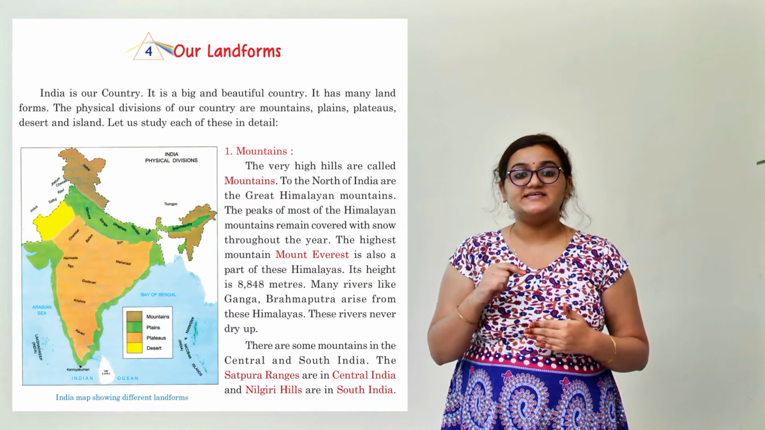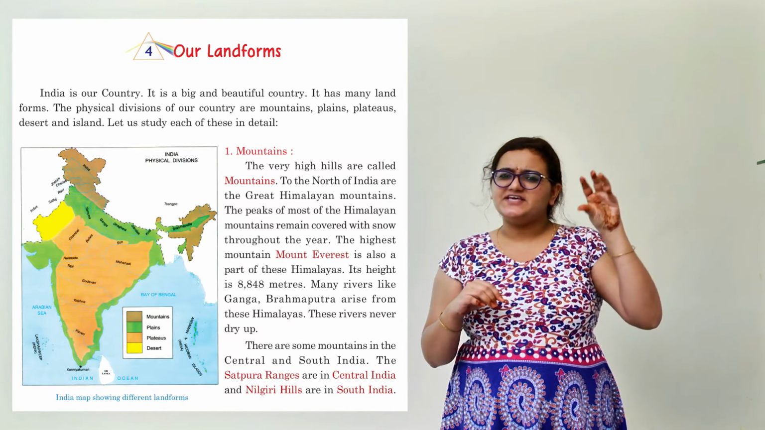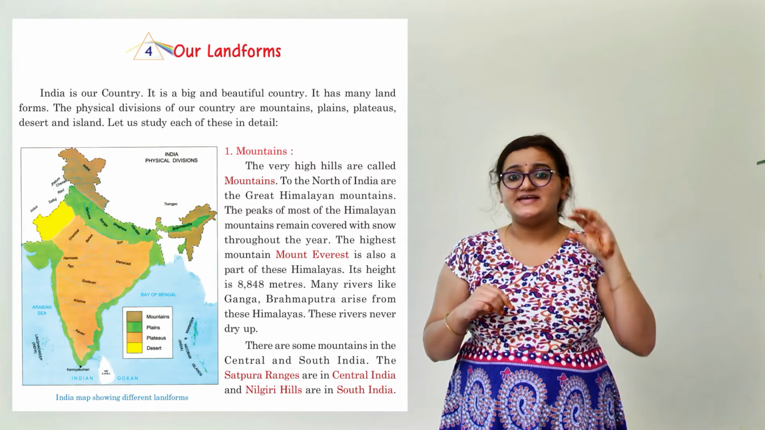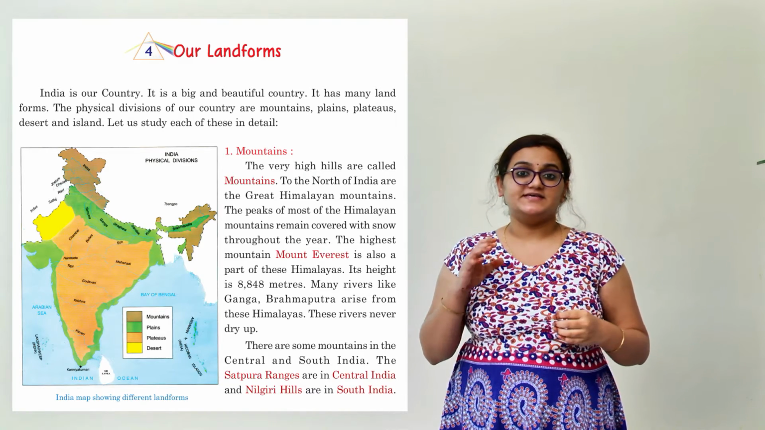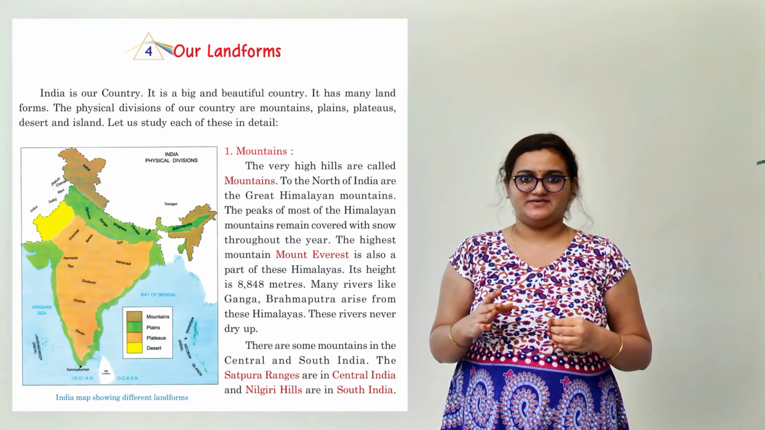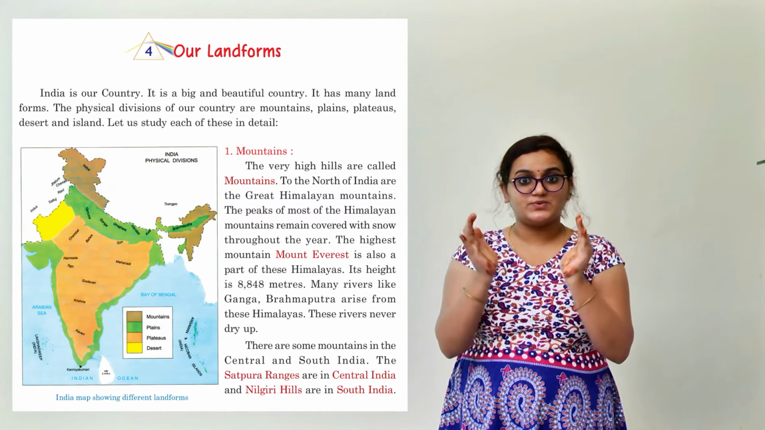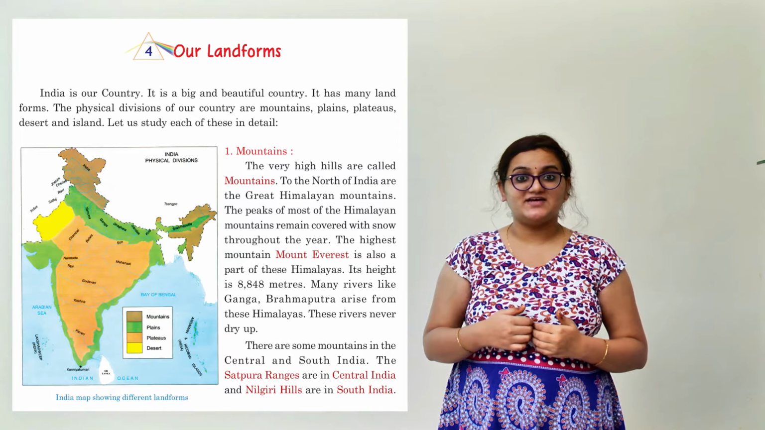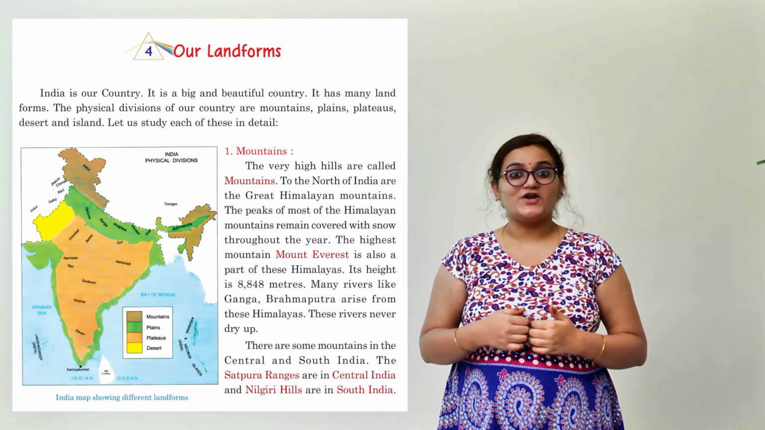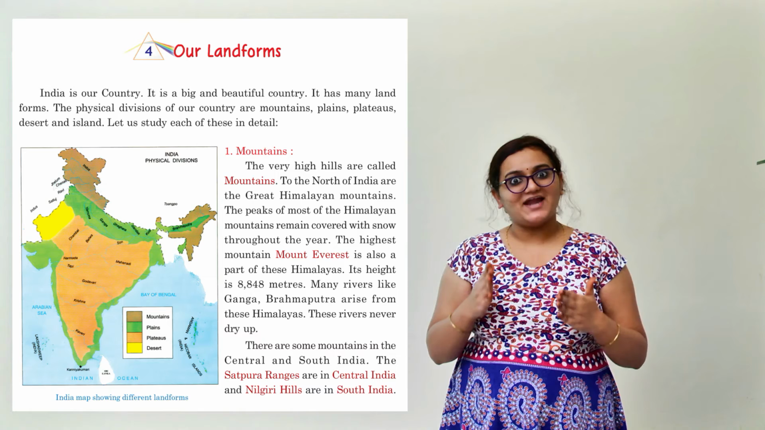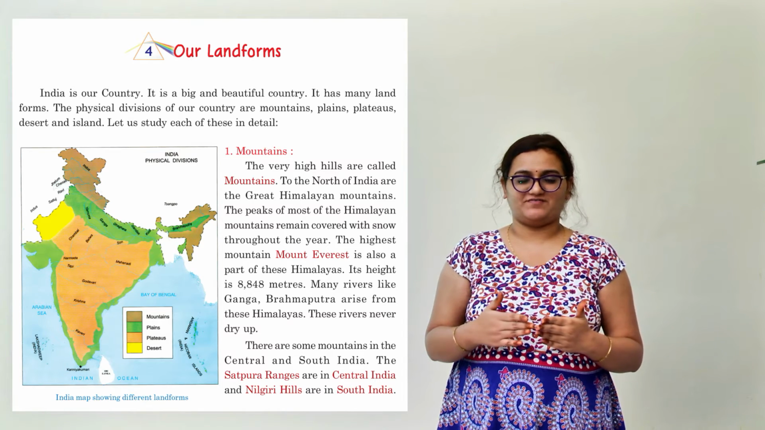And then what is the yellow color? You can see yellow color a bit in the Rajasthan part, right? So what is that yellow color? The yellow is the desert region. Okay? And then there is a huge orange color in between. What is the orange color? It is the plateau part of our country.